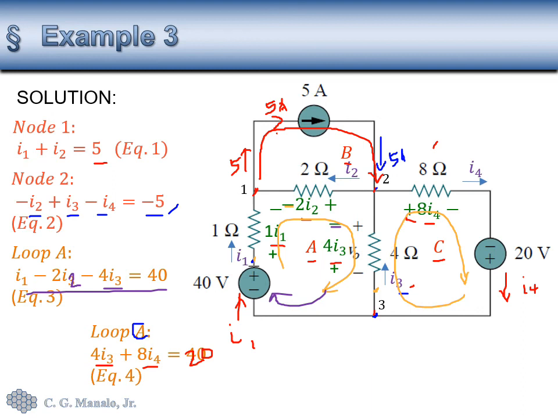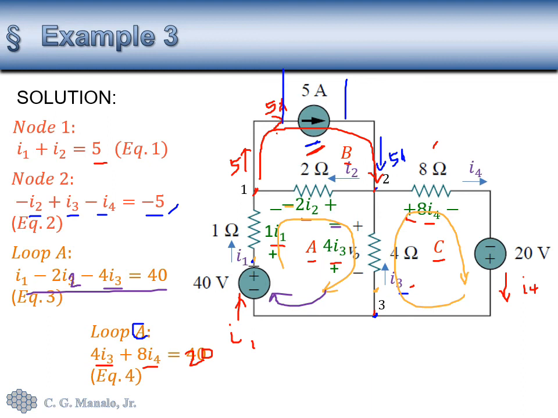Now, why didn't we write a KVL equation for this loop, loop B? We can do it, but that would require us to know the voltage across these 5 amperes. Since we do not know that voltage, take note that this is not a resistance that we can multiply with a current. This is simply a current source. So we don't know that voltage initially, and there's nothing that we can put in the equation to form the KVL equation.